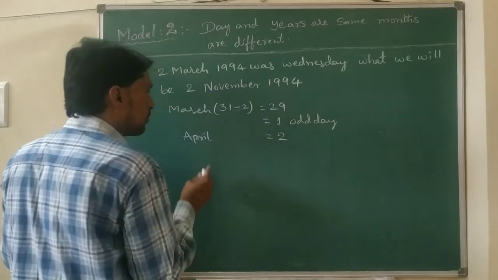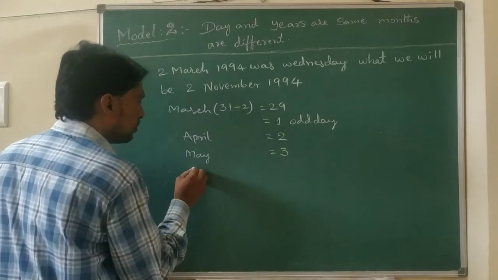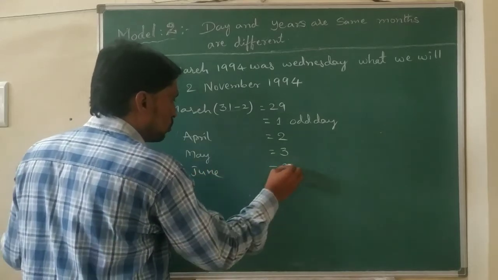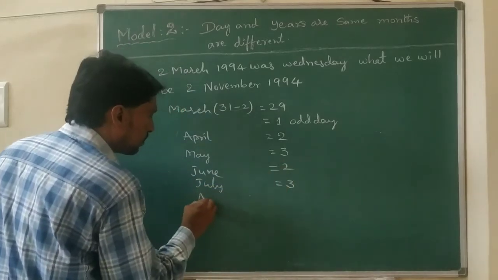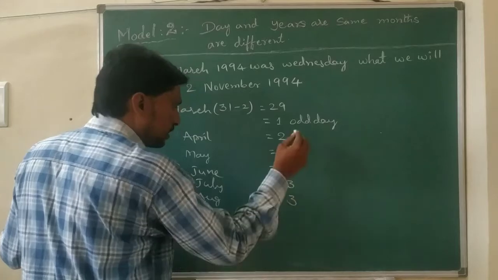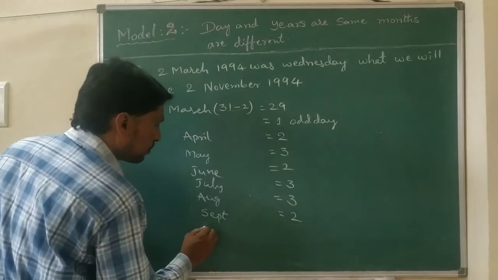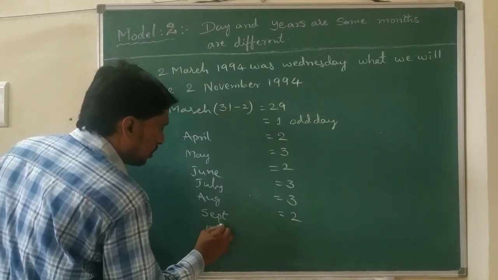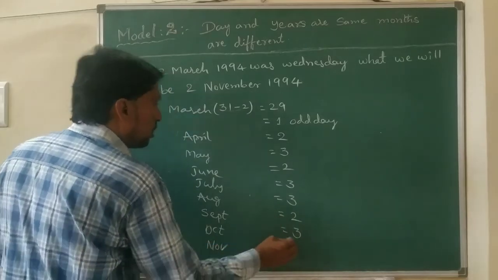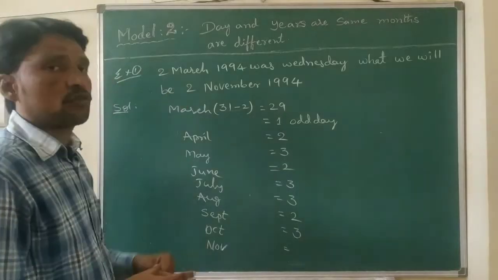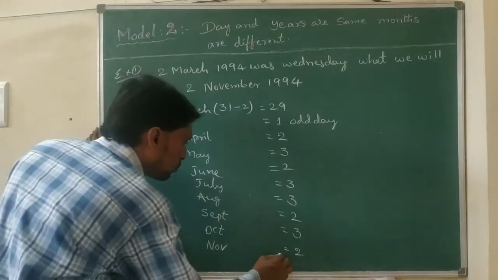Next, April, that is 2 odd days. May, 3 odd days. June, 2 odd days. July, 3. August also 3 odd days. September, 2 odd days. October, 3 odd days. November up to 2nd, we take only 2 days, so we get 2 odd days. Now you have to take the total.